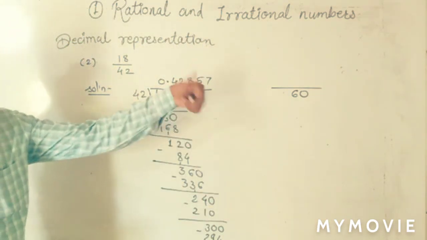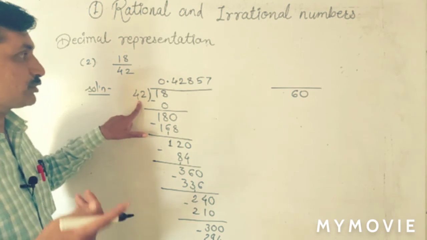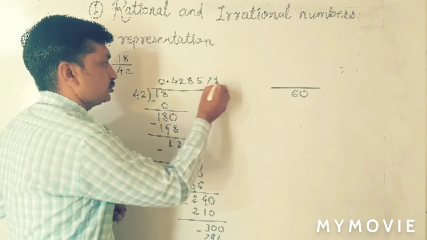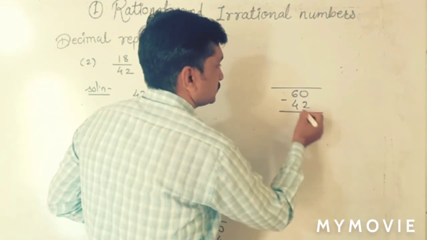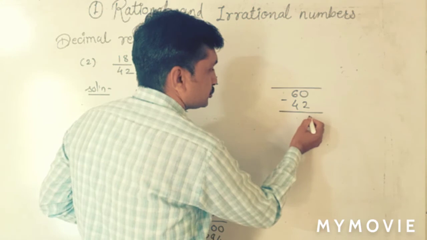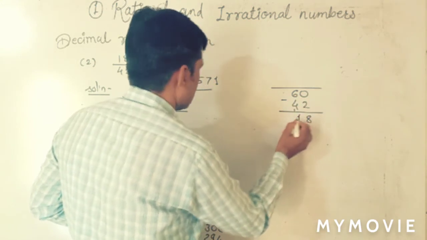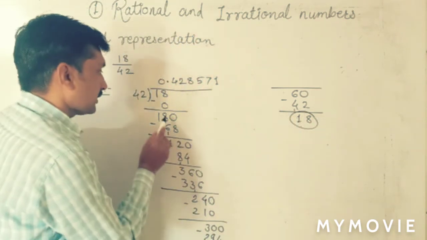Here 6. I put one more 0, 60. Now 42 1s are 42, 2s are greater. Then here 10 minus 2, 8. 6 minus 5, 1, 18. Now see dear friends, here we got 18 and here is 18.